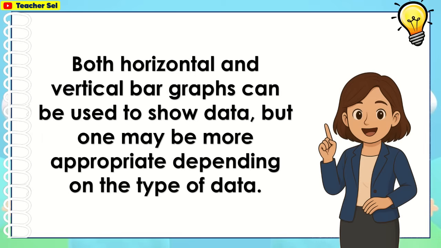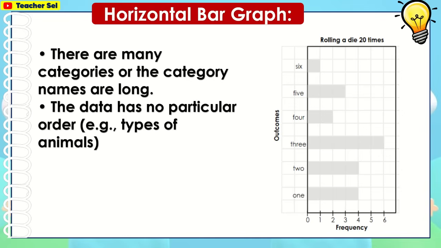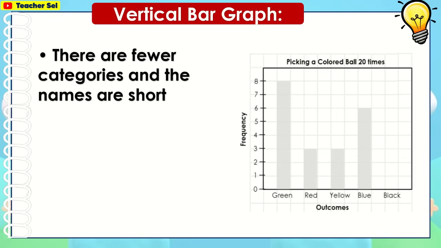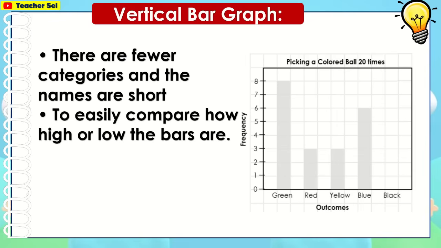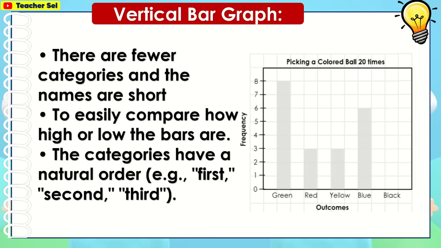Both horizontal and vertical bar graphs can be used to show data, but one may be more appropriate depending on the type of data. Horizontal bar graph: there are many categories or the category names are long. The data has no particular order. Example given, types of animals. Vertical bar graph: there are fewer categories and the names are short. To easily compare how high or low the bars are, the categories have a natural order: first, second, third.